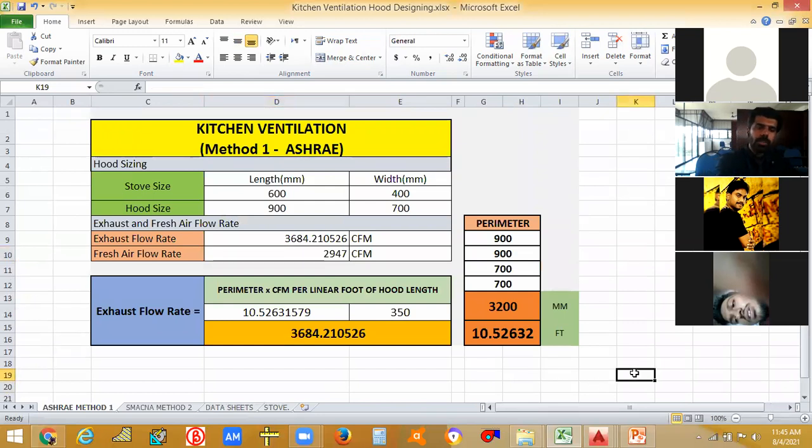Tomorrow we'll be dealing with kitchen hood also, and another topic will be toilet ventilation. We'll also be dealing with car parking ventilation. And tomorrow, if possible, I will show you the CAD drawing also, how to draw a kitchen hood.